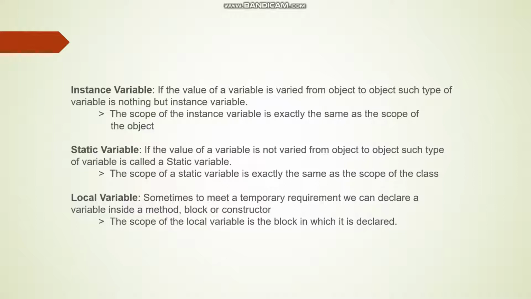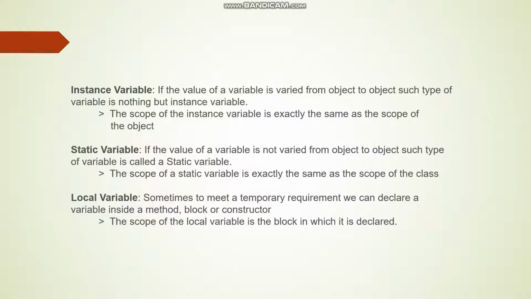the scope of the instance variable is exactly the same as the scope of the object, because instance variables are created at the time of object creation and destroyed at the time of object destruction. This is very important. And one more point, we can conclude that objects are stored in the heap area, so instance variables are also stored in the same memory area, the heap area.